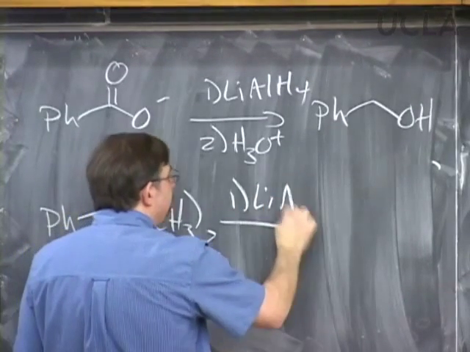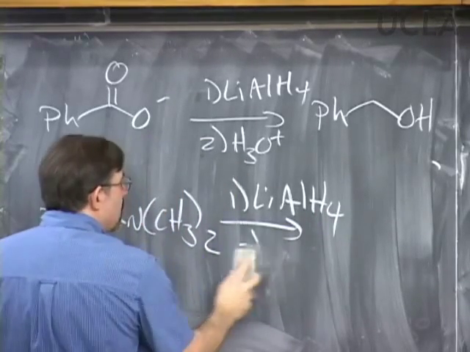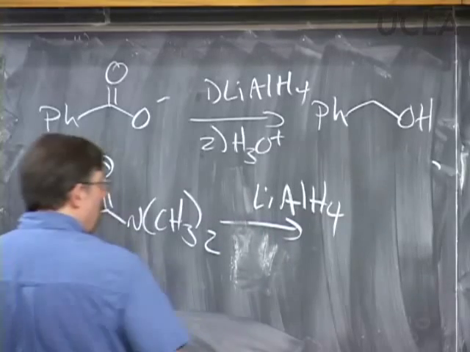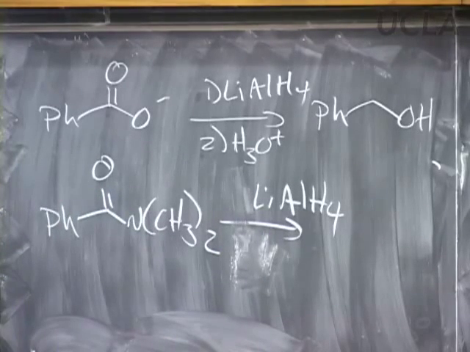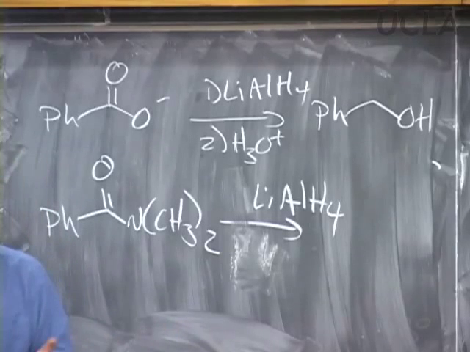One more case of this. What about an amide? Actually, in this case, we don't even need the H3O+. What will an amide do? Now, if you're doing what I've asked you to do up to this point, you're going, aha, patterns. Lithium aluminum hydride converts a ketone into an alcohol, an ester into two alcohols, a carboxylate into an alcohol. So lithium aluminum hydride should convert an amide into an alcohol.